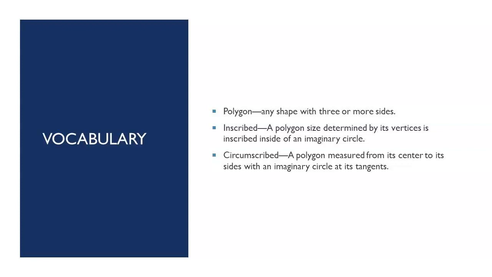The first is inscribed, which means to draw the polygon as if its vertices are inside of an imaginary circle of a specific radius. The second is circumscribed, which means the polygon is drawn as if it were circumscribed about the outside of a circle. Let's draw a few so you can see what I mean.